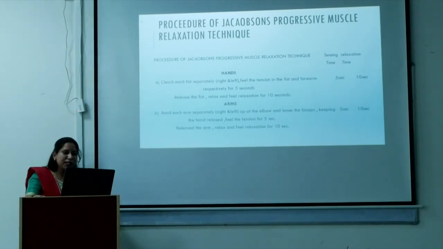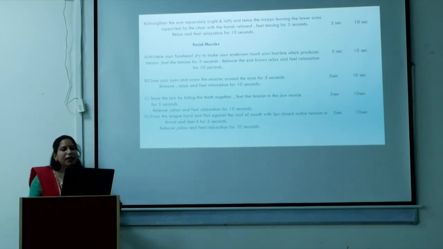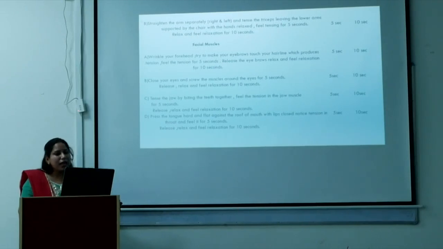Hands: clench each fist separately. Feel the tension in the wrist and forearm respectively for 5 seconds. Release the wrist, relax and feel relaxation for 10 seconds. Arms: bend each arm separately up at the elbow and tense the biceps. Keeping the hand relaxed, feel the tension for 5 seconds. Release the arm, relax and feel relaxation for 10 seconds. Straighten the arms separately and tense the triceps, leaving the lower arms supported by the chair. With the hands relaxed, feel the tension for 5 seconds. Relax and feel relaxation for 10 seconds.